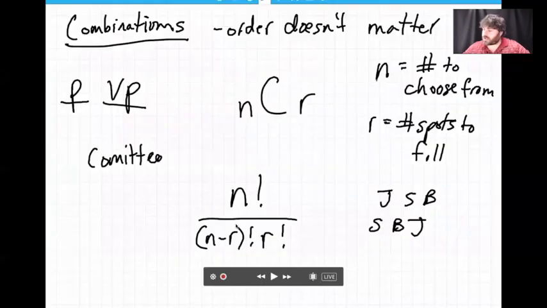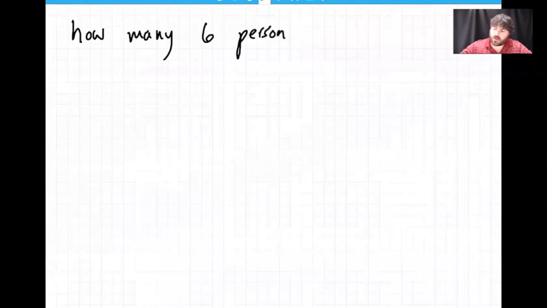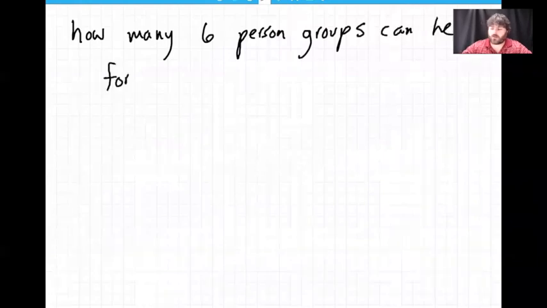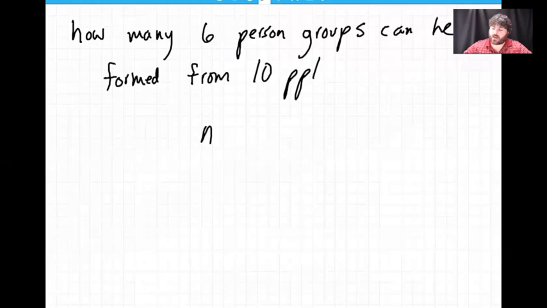Okay, so let's look at an example. How many 6-person committees can be formed from 10 people? We'll just say groups. How many 6-person groups can be formed from 10 people? All right, all you got to know is what is N and what is R. N is 10, R is 6.